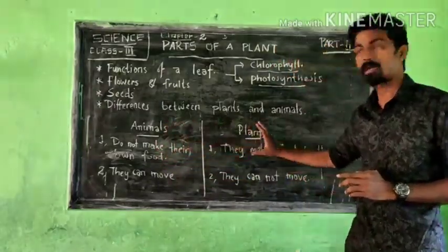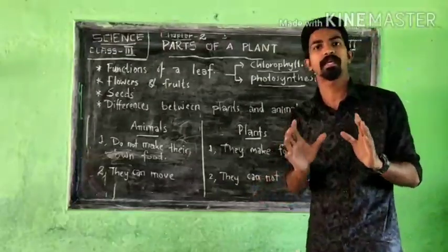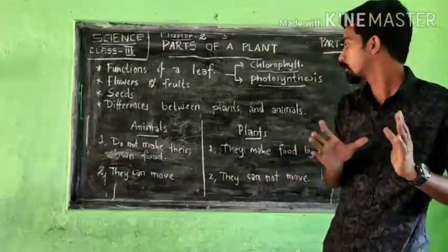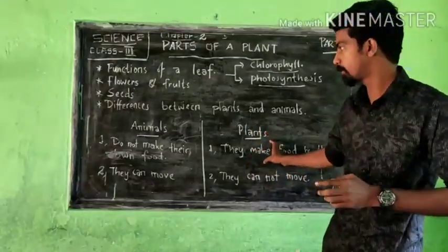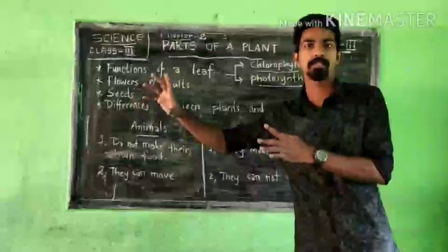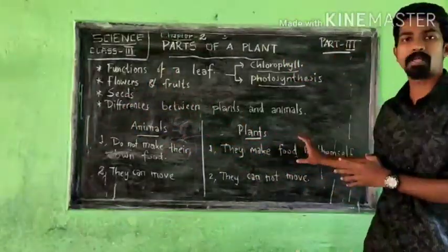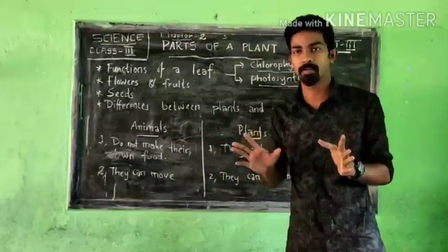Animals do not make their own food. Now come to plants. What happens here? They make food by themselves. Plants can make food. That is the first difference between animals and plants. Animals will not make their own food; plants can make their own food. That is the first difference given in your textbook.